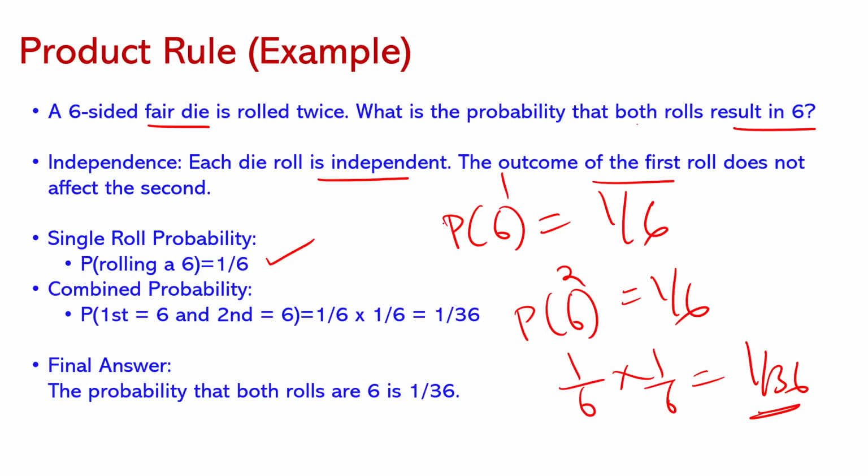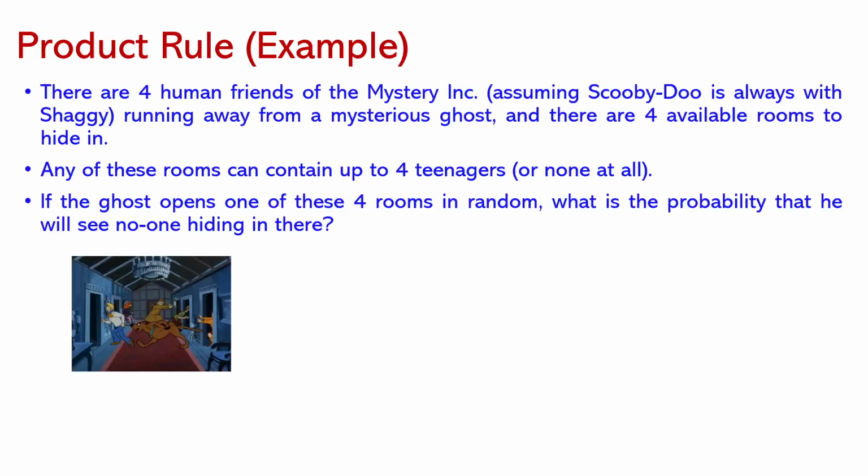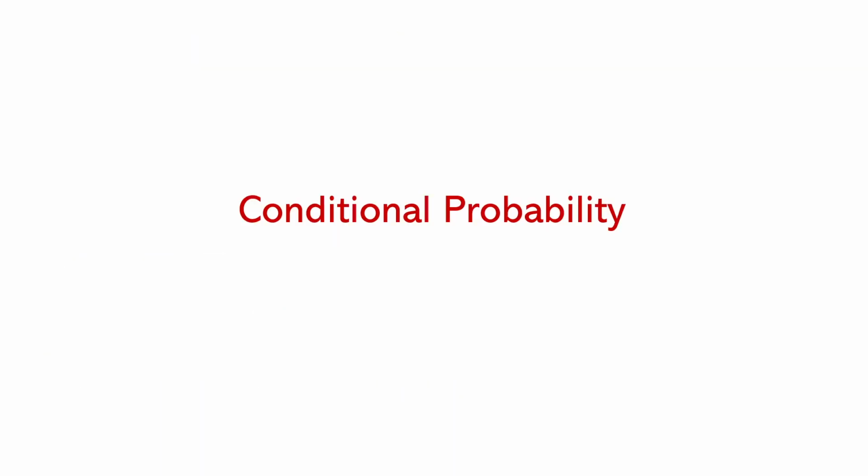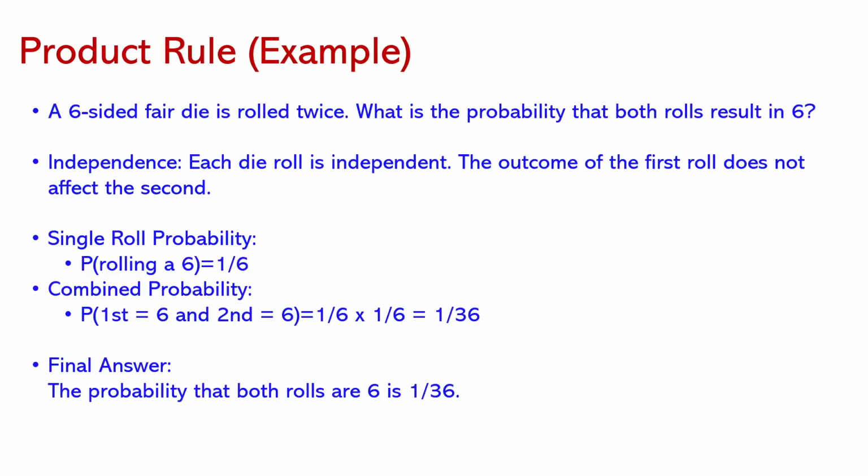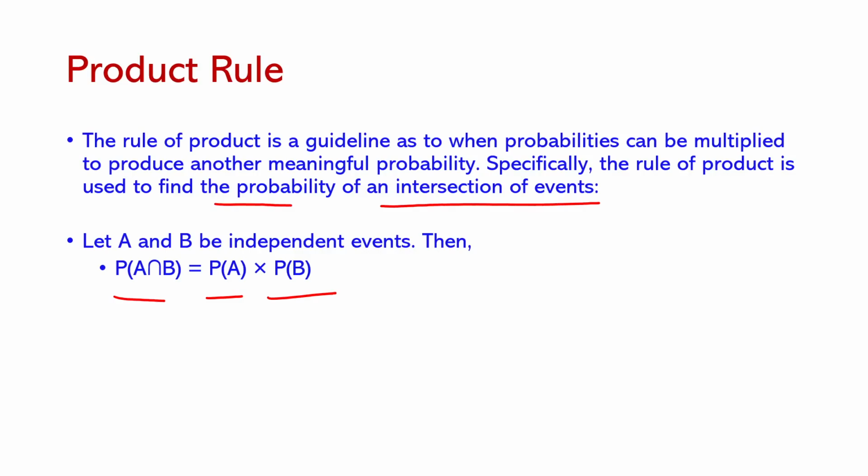In this example, if a die was rolled twice, one after the other, what is the probability that both rolls result in 6? So first time getting 6 is 1 by 6, second time again getting 6 is 1 by 6. So what is the combined one? Both times getting 6 is 1 by 36. Okay, this is a very simple problem to understand what the product rule is, right?